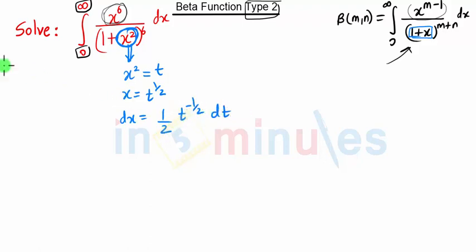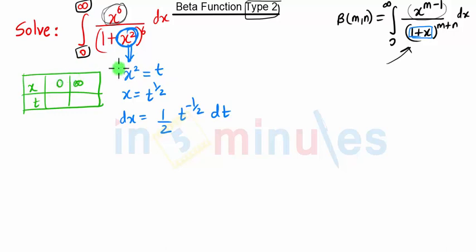Since we are changing the variable, our limits of integration will also get changed. Here we write the initial variable is x and the new variable is t. x is going from 0 to infinity. When we put x equal to 0 in this equation, we get t equal to 0. When we put x equal to infinity, we also get t equal to infinity.